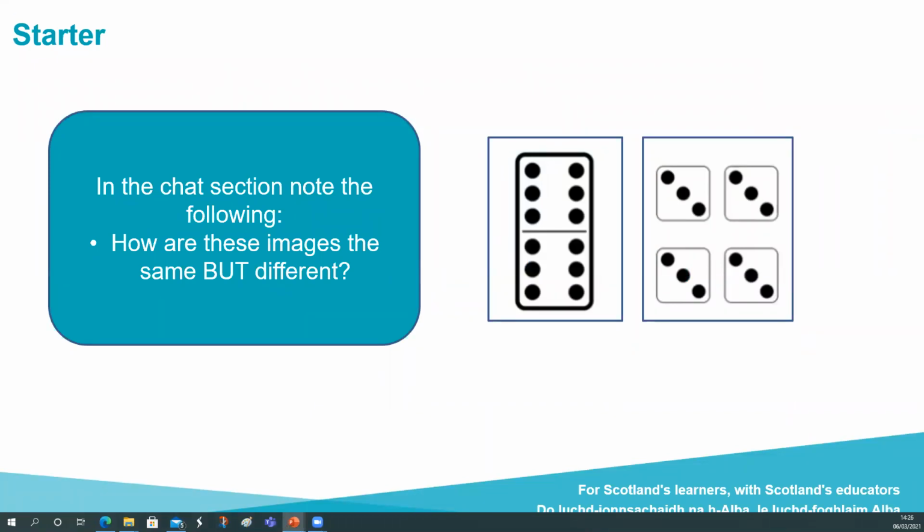So just to get started, please take a short time to have a look at these images and note in the chat how these images are the same but different. And the key word here is but. Good, I can see lots of comments coming in. Great. Thanks.